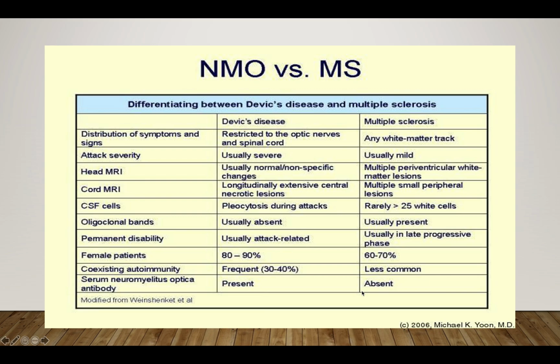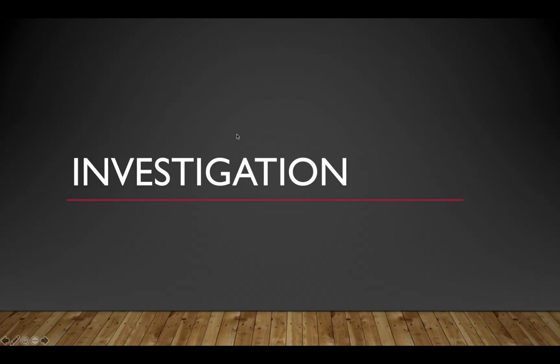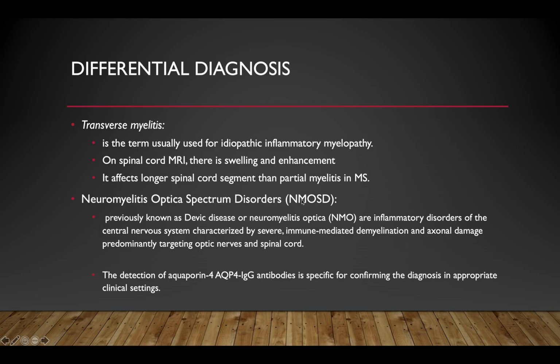This is a table comparing neuromyelitis optica with multiple sclerosis. You can read it, I think it's very easy. For example, the distribution of symptoms. Devic's disease is the other name of NMO, or NMOSD, neuromyelitis optica spectrum disorder. This is the new name.